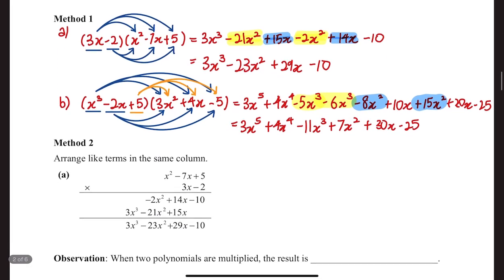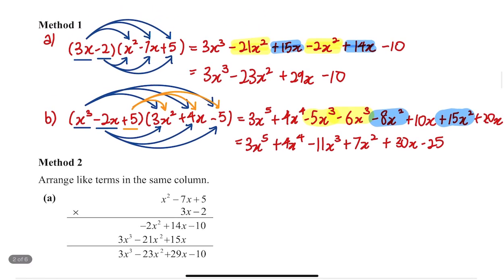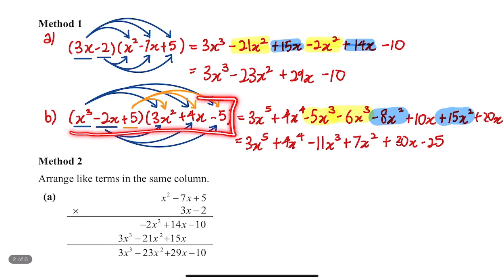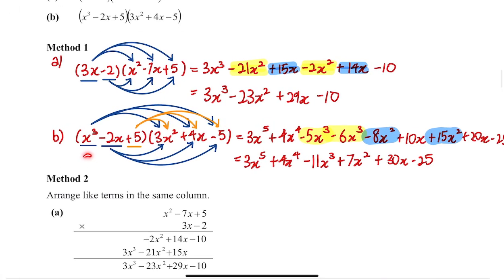Okay, method 2 I won't be going through. You can check, this is similar to what you did in primary school when you multiply numbers together. But I would prefer using this method because I feel that it's clearer. So, but you can read through here if you want to try. I would prefer method 1, that is, it feels much clearer to not make careless mistakes. Okay.